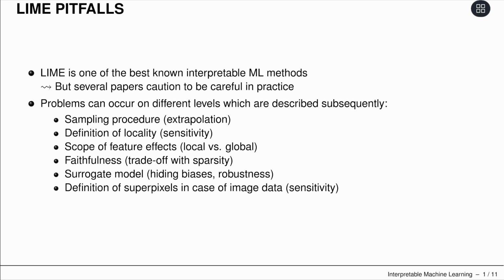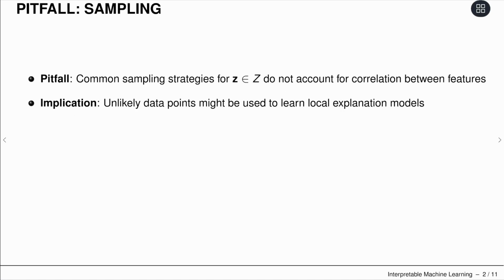now in the upcoming slides. So we're talking about the sampling procedure, extrapolation, the definition of locality, so it goes to sensitivity, the scope of feature effects, so whether they're local or global ones, faithfulness, the surrogate model itself, and again, going back a bit to sensitivity, the definition of superpixels in case of using image data. So let's start with the sampling part, right?